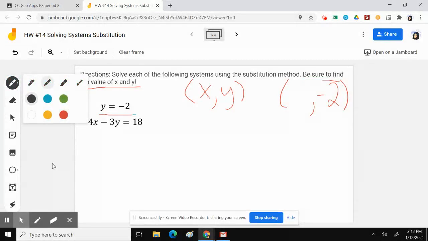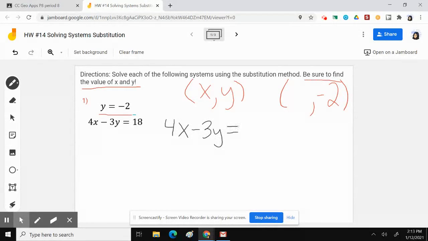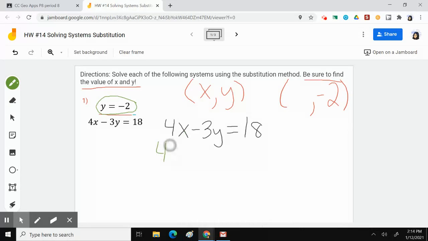Now, with systems of equations, we can't solve an equation that has two unknowns, okay? So in the equation 4x minus 3y equals 18, I can't figure out what x is because I also have y in there. And I can't figure out what y is because I also have x. So I just want to have one variable. And we could conveniently only have one variable because we're told that y is equal to -2. So I'm going to replace y with -2 because I already know what y is. I'm not trying to find it.